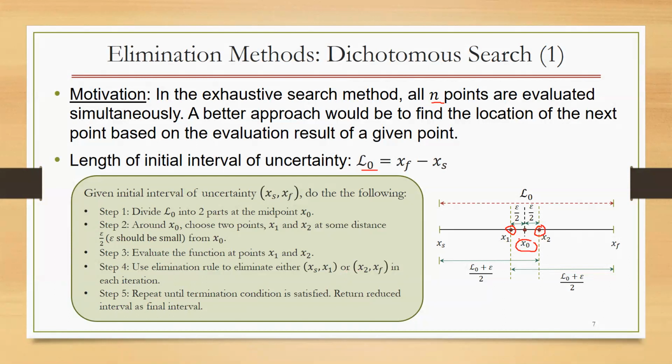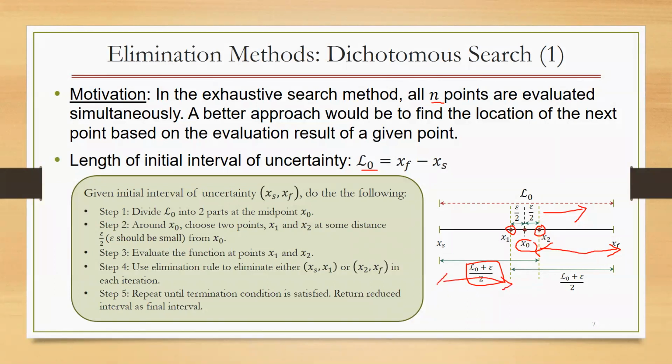And the elimination rule is that, if you look at my notes, there were 3 cases. If the functional value of x2 is greater than the functional value of x1, you keep this part, and we know that for a unimodal function the optimal point will not be anywhere beyond x2. So we can eliminate this part. What we keep in that case would be a length of L naught half plus epsilon half, which you can write as (L naught plus epsilon) half. Otherwise, we choose the other part, and eliminate this part.